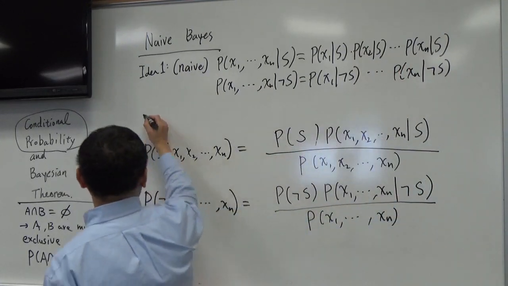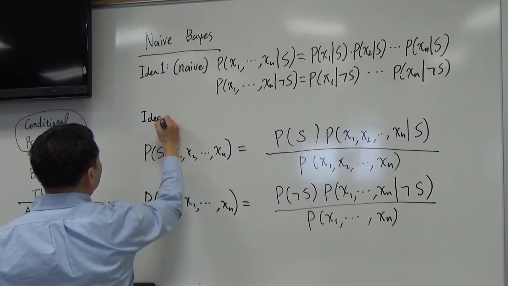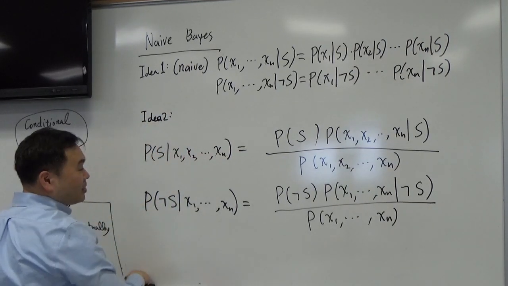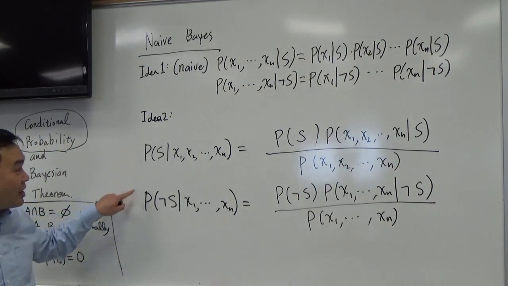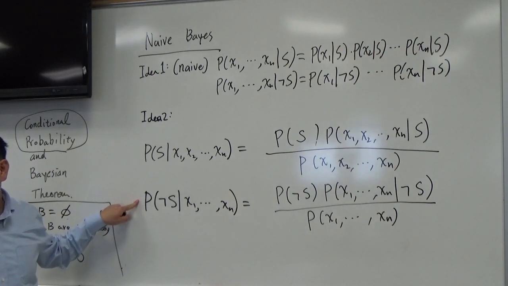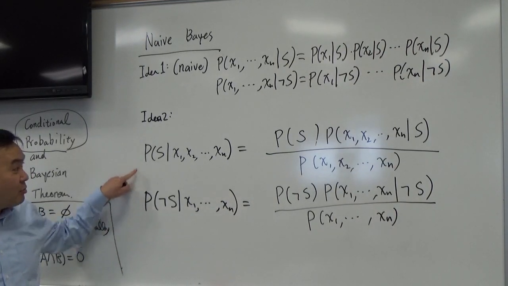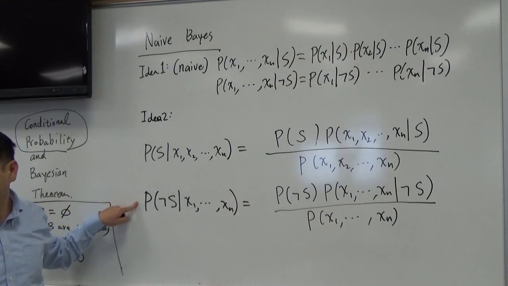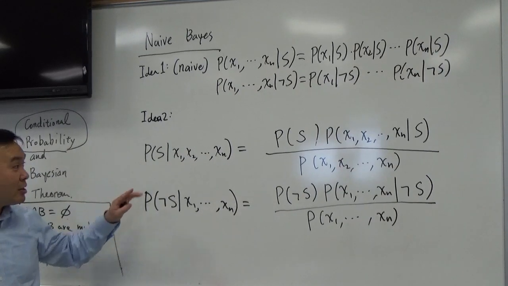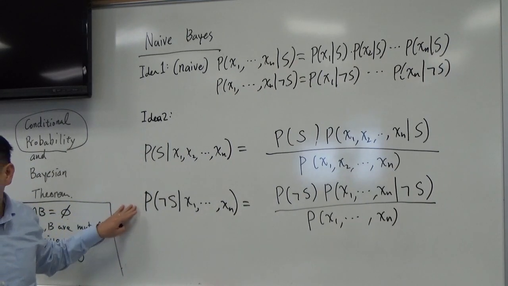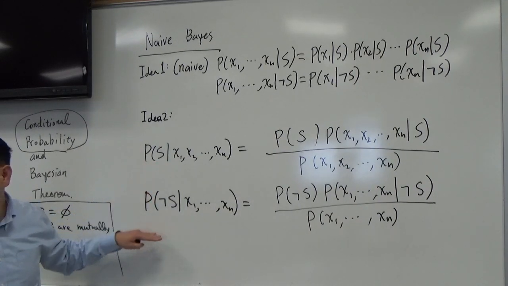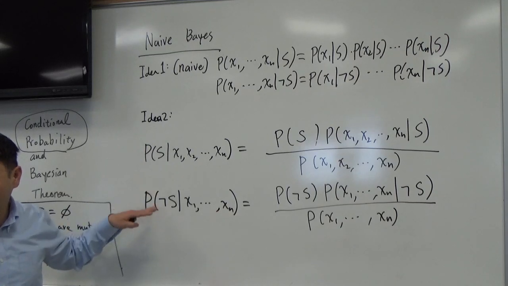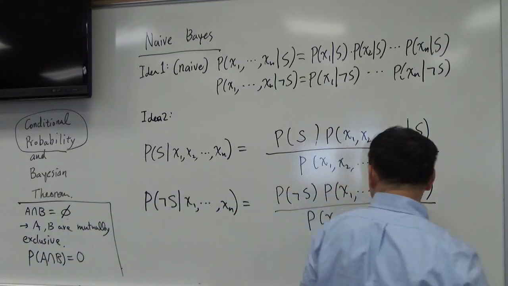And idea two is that all we need is this divided by that. If this divided by that is bigger than one, spam. If this divided by this is less than one, ham. Right? If this divided by this is bigger than 1, that means the numerator is bigger than the denominator, because they're both positive, so there's more probability that it's spam rather than ham. That's the idea, okay?